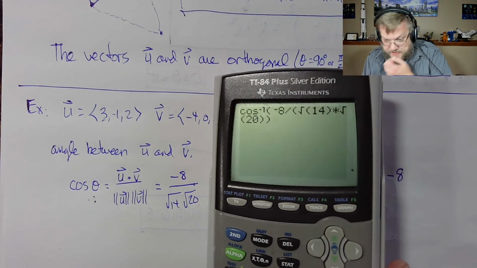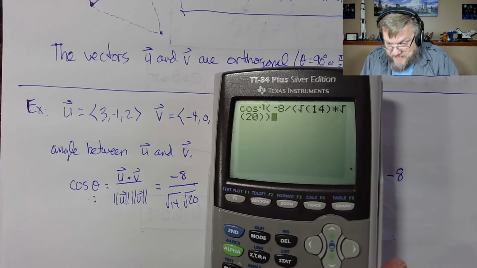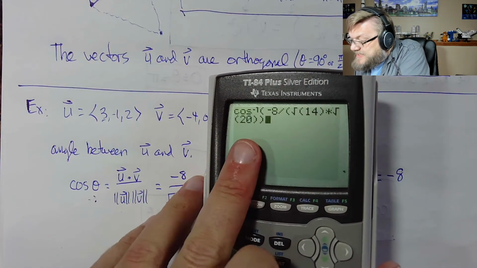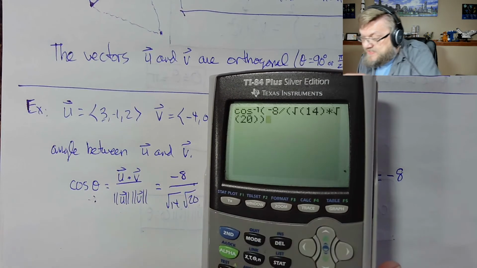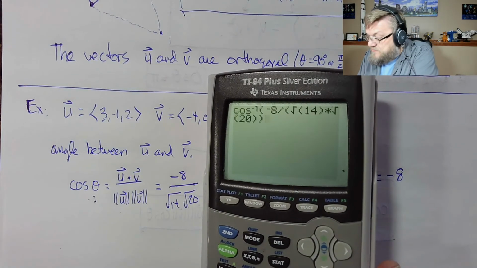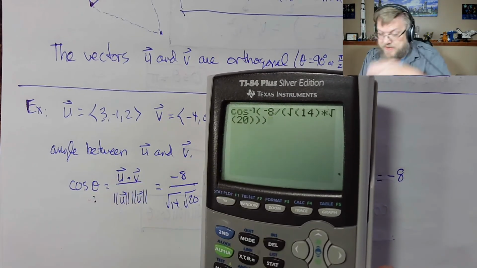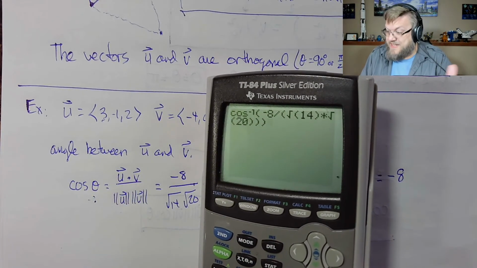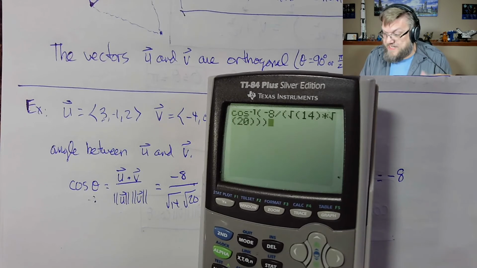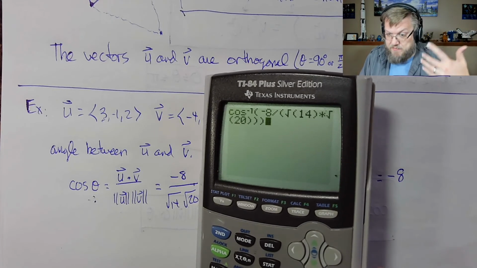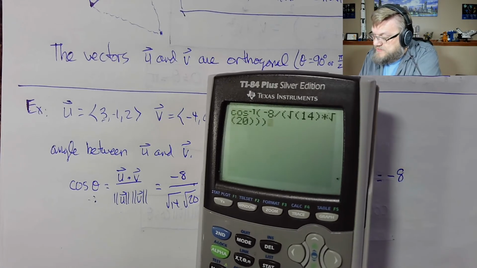And then end the parentheses. Please make sure that your denominator is in parentheses there. If you don't put parentheses there, it's not going to multiply. It's going to just do -8 divided by root 14, and then it's not going to divide by the root 20. It's going to multiply it by instead. You don't want that. You want it to divide by both of those square roots.